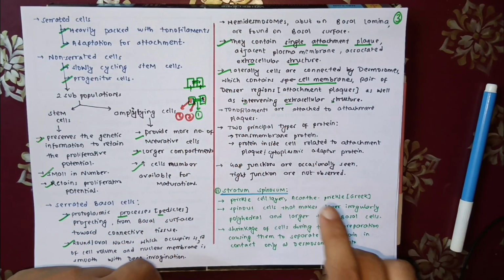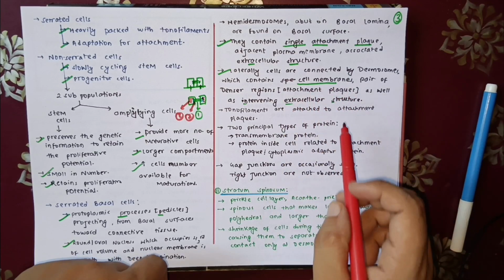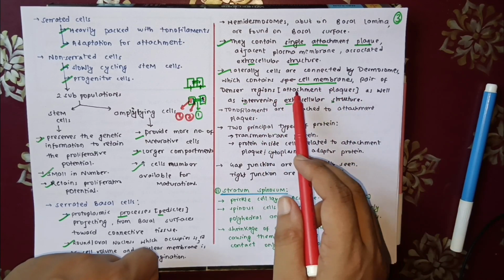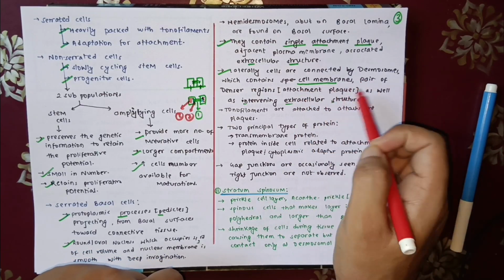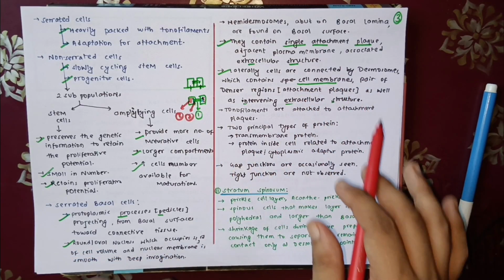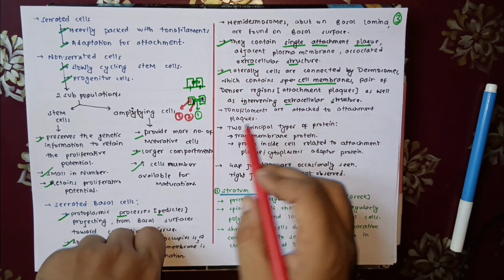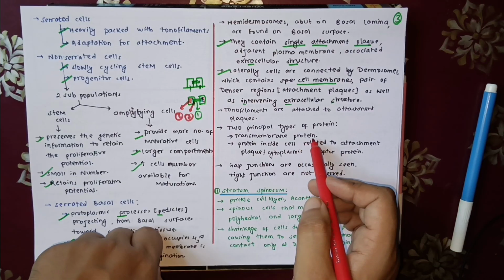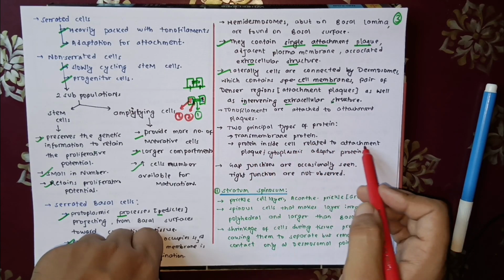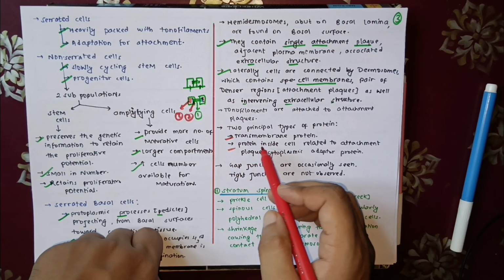So that is the proper structure, you can remember it that way, but I have written this from Orban's. You can refer to it properly. If you want to read in detail, you can go to general physiology and read about this. There is a similar kind of physiology in oral mucosa too. After that, tonofilament, I have discussed, and two principal types of protein: the transmembrane protein, and the protein inside the cell related to the attachment plaque, or the cytoplasmic adapter protein. The same thing I have written here.